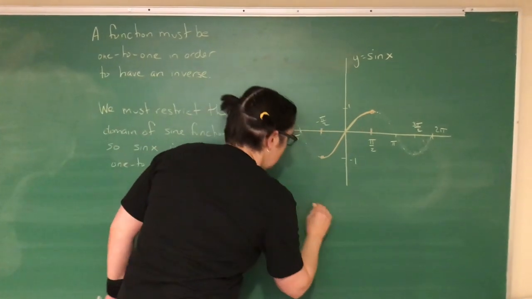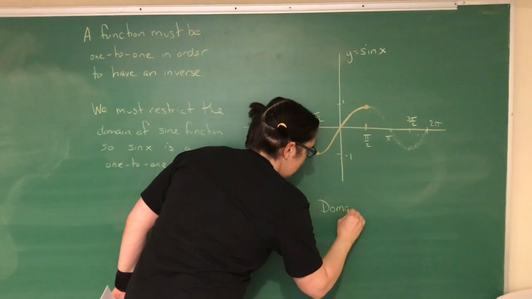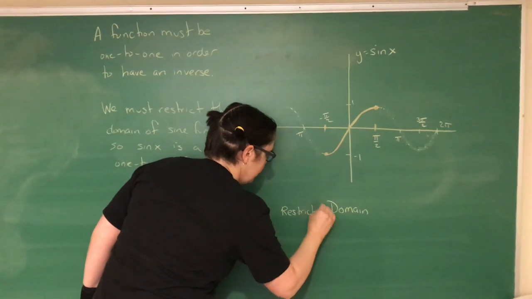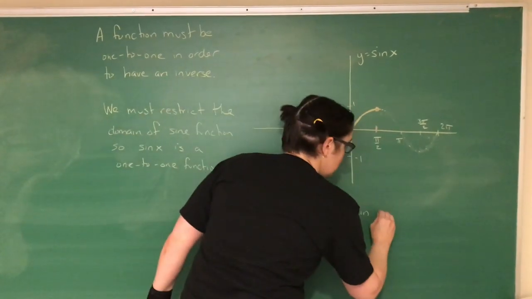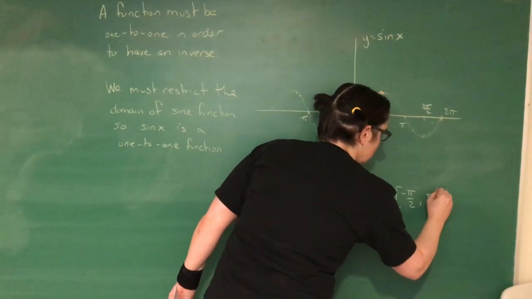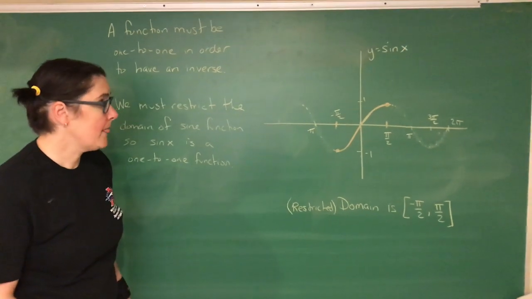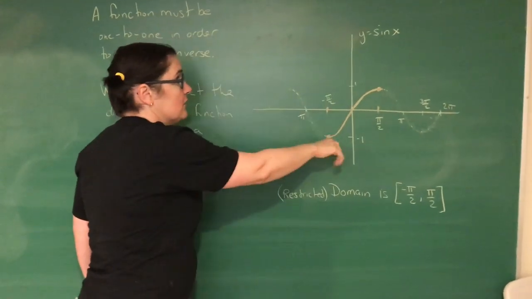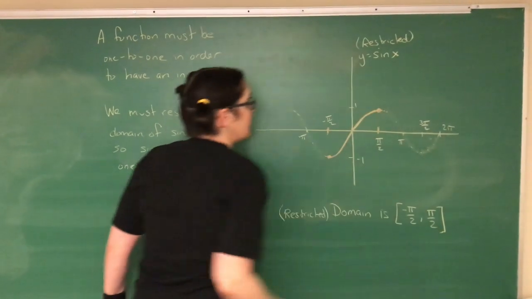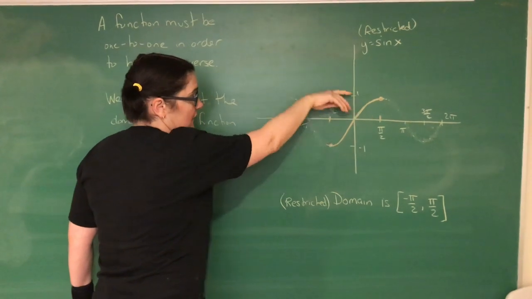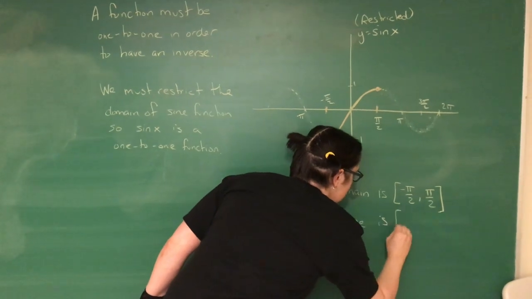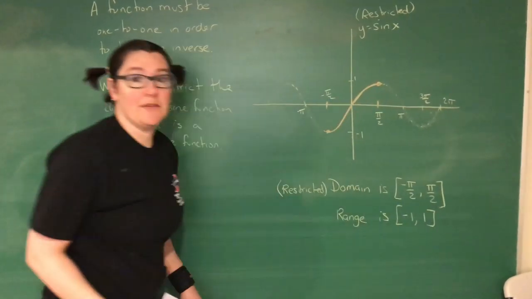So this portion, we're going to be talking about the domain of our sine function, and we'll call it our restricted domain for our sine function. The restricted domain is x values from negative pi over 2 up to positive pi over 2. Now, one thing to notice is that on this restricted sine graph, the y values still go from negative 1 up to positive 1. So the range is still negative 1 to positive 1.